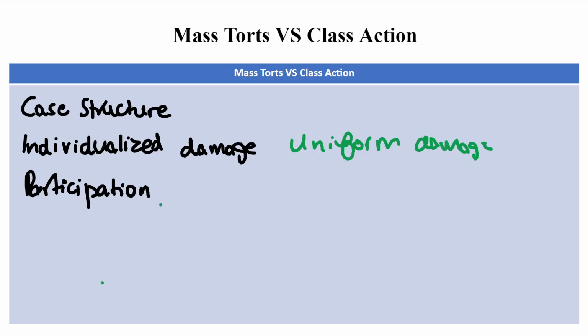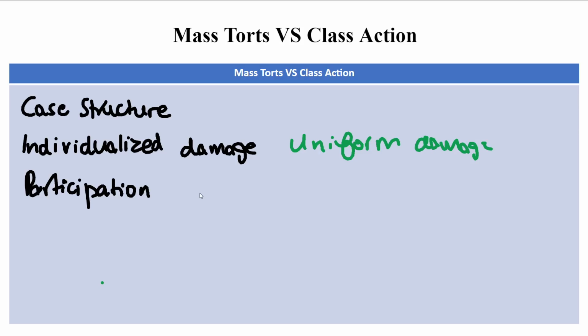And lastly, we have participation, where class members are automatically included in the lawsuit unless they opt out to file separate claims. This means most members do not need to take any active steps to participate, as the lead plaintiff and attorneys represent the entire group. Now we're going to go ahead and look at an example before ending the review.